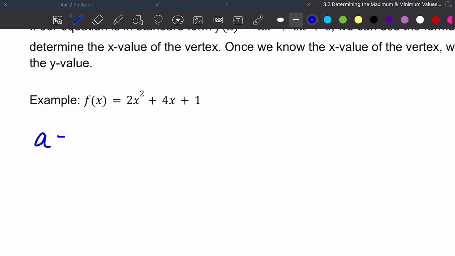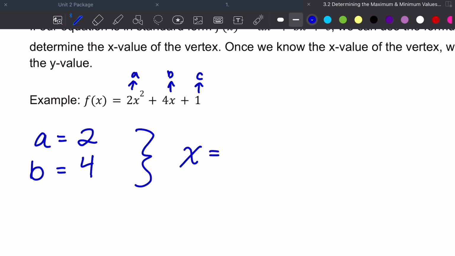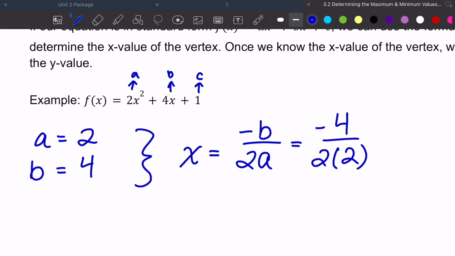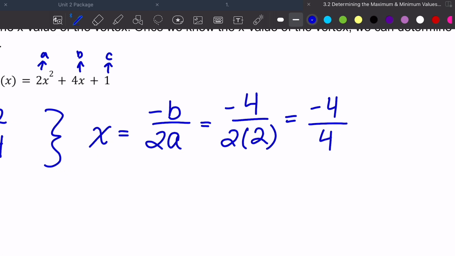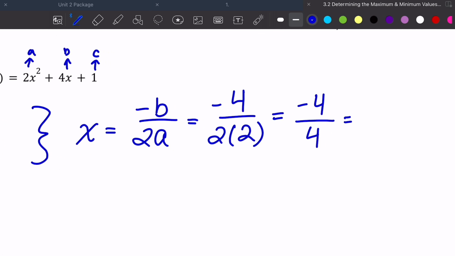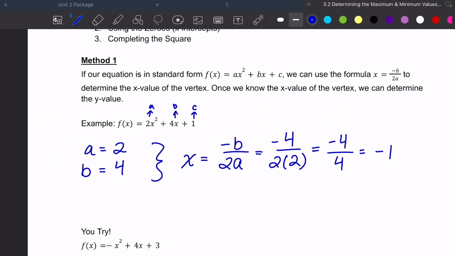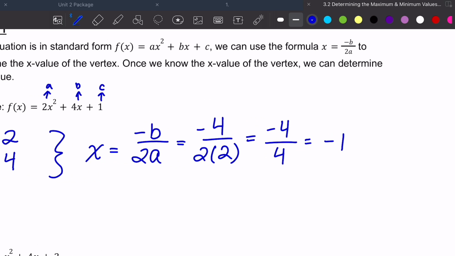Right, what's my a? 2. My b is 4, right? If this is your a, this is your b, and this is your c. So then if I'm just going to use that equation, we said x = -b/(2a). I'm just plopping those values into that expression. So negative 4 all over 2 times 2. What's that going to simplify to? Right? 2 times 2 is 4. And then negative 4 divided by 4? Negative 1. Voila, right? This is my x value of the vertex.